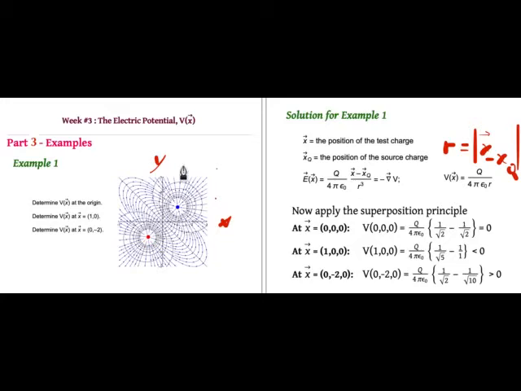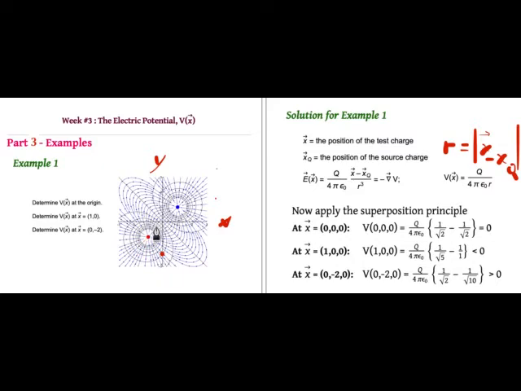Now, the third example is 0, minus 2. So x is 0, y is minus 2. So we're down here. Well, this time we should expect a positive potential because we're closer to the positive charge.